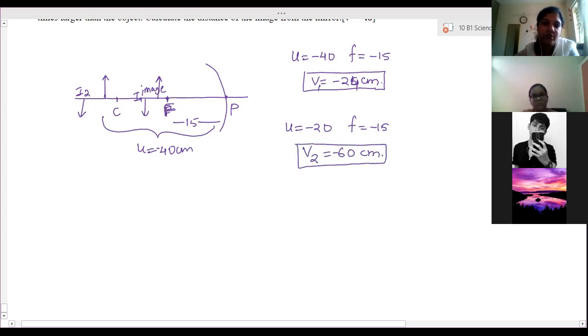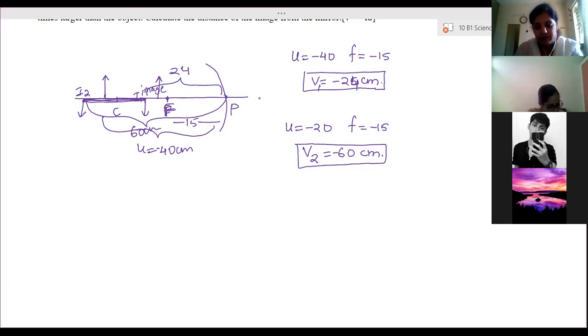So that means this to this distance. Here the first image is this, so this to this distance is 24. And here I2 to pole is 60. So how much is the distance between these two? 60 minus 24, 36 centimeters. Clear? Yes, ma'am.